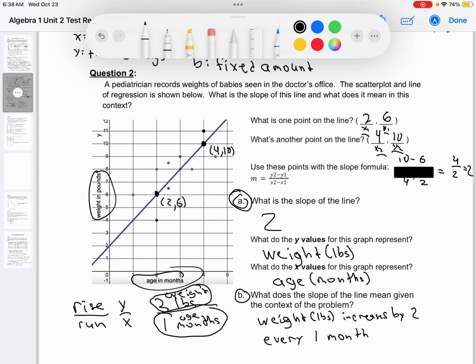Now, A and B, these are the two answers that you're going to need to put on the other part as well. So the 2 is the slope of the line, and then what does the slope of the line mean? The weight in pounds increases by 2 for every 1 month. And that is all that we need for question 2.